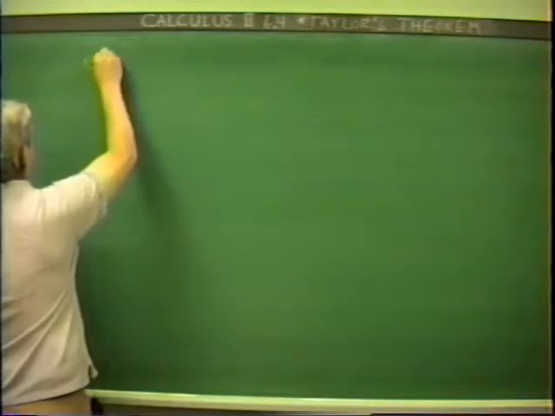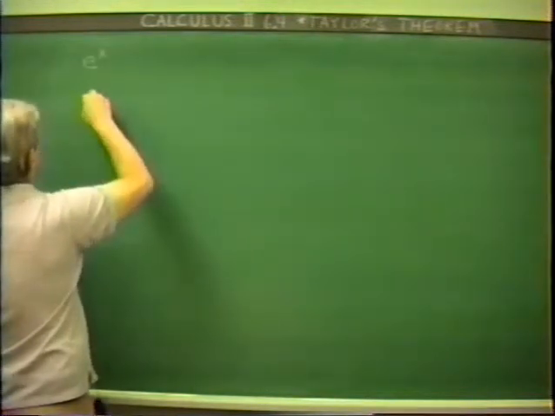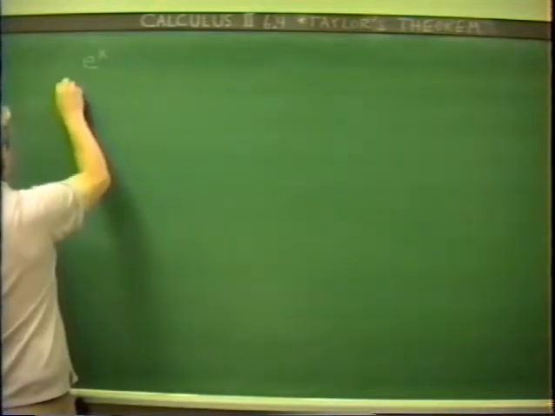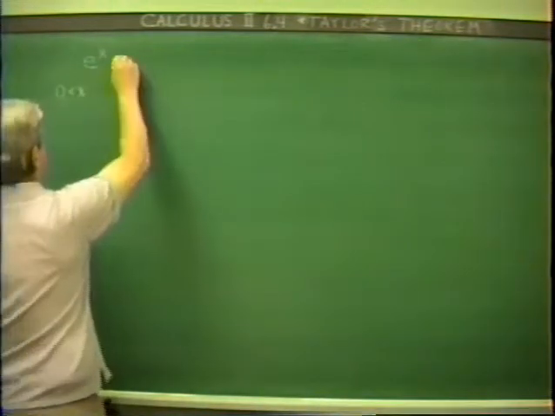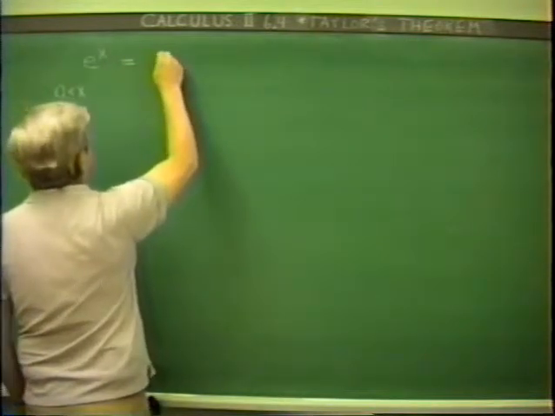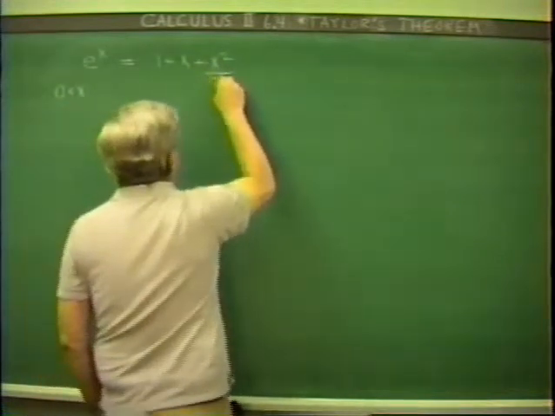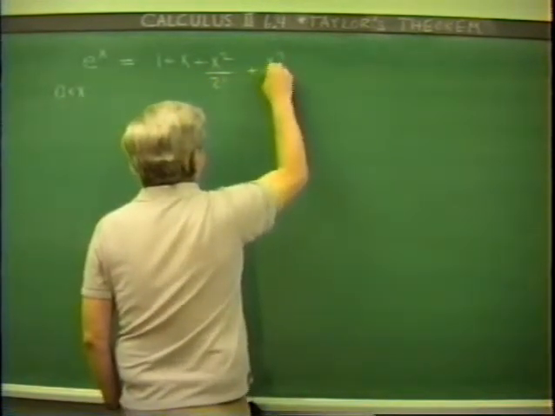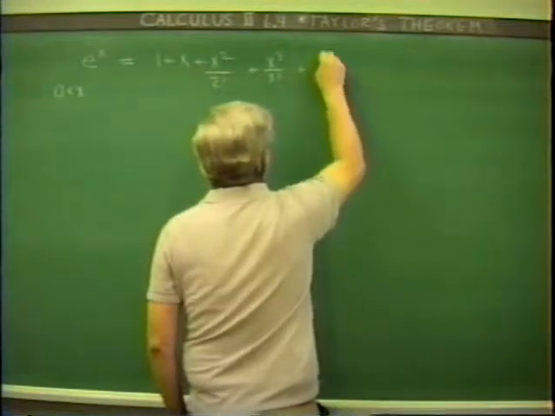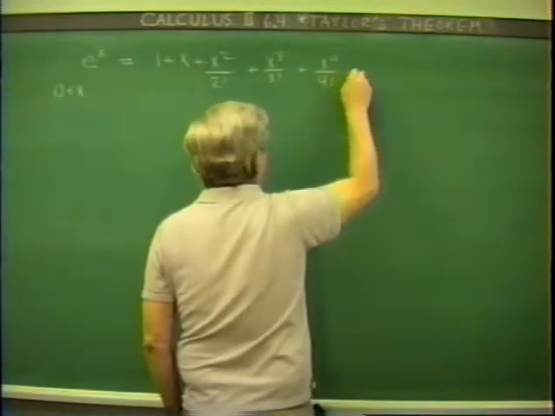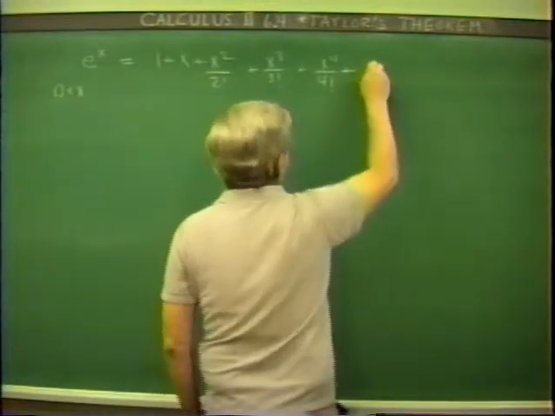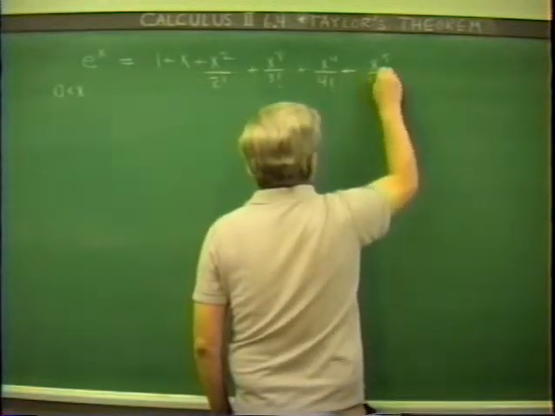Okay, we want to take a look at now how well Taylor's theorem works here in terms of approximations. And for that purpose, let's start with e to the x. Let's assume that x is greater than 0. And we write e to the x is equal to 1 plus x plus x squared over 2 factorial plus x cubed over 3 factorial plus x to the 4th over 4 factorial plus, let's go out here to the 5th.